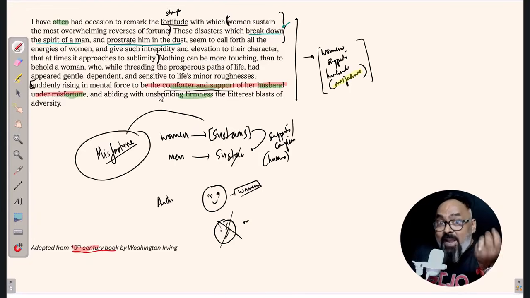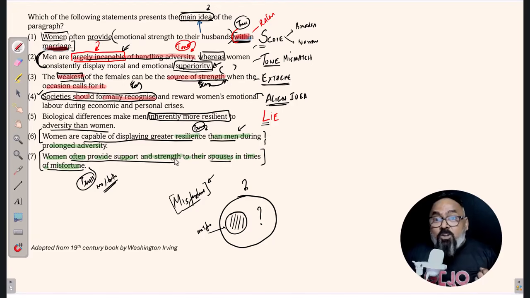The main idea is that not only are women able to sustain reverse of fortune, they actually comfort and support the husband under misfortune. They do so during that period of time. The idea is that women often provide support and strength to their spouses in times of misfortune. That is the idea, and not this.